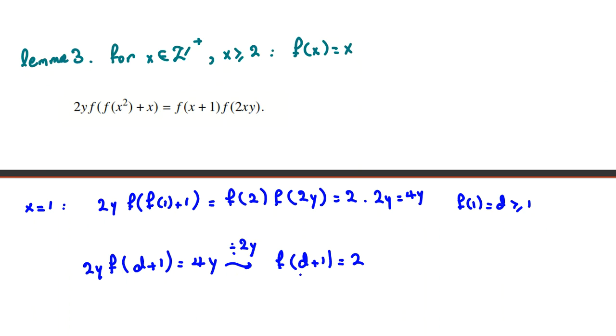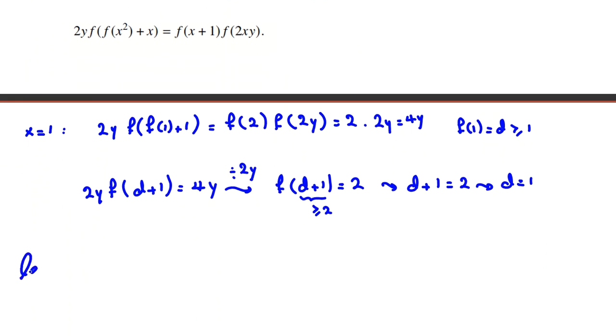And now, we know d is at least 1, so d plus 1 is at least 2. So you can use lemma 3. So it will be d plus 1, because f of x is x, equal to 2, so d is 1. So we proved f of 1 is also 1. Now, lemma 4, we reached: for all x in positive integers, f of x equal to x.